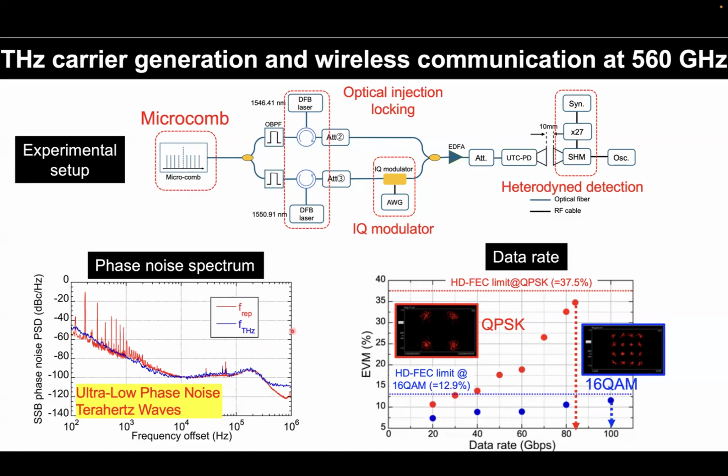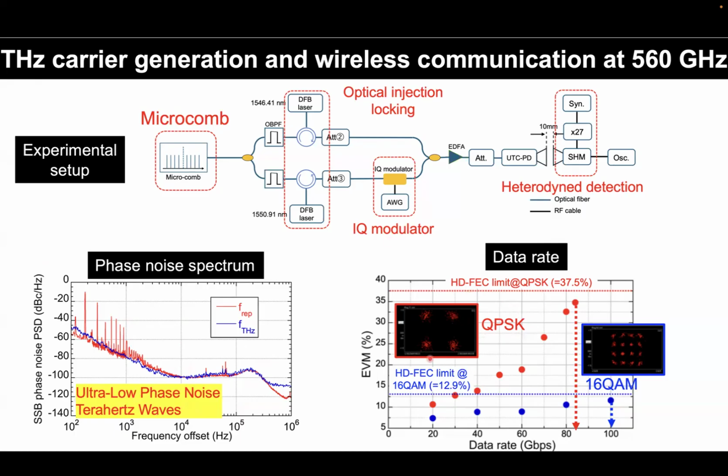The bottom left shows a comparison of the phase noise spectrum between f_rep and f_THz. Due to the phase locking of f_rep to an optical reference of the fiber interferometer, ultra-low phase noise is achieved in f_rep and then is successfully transferred to the terahertz wave without degrading the optical comb's characteristic. As a result, we achieve minus 100 dBc per hertz phase noise, which is not possible with a traditional electric frequency multiplier.